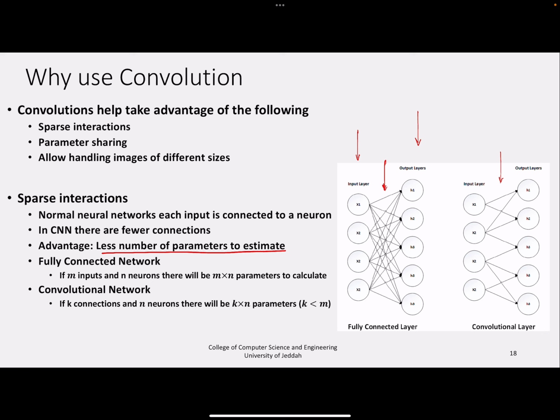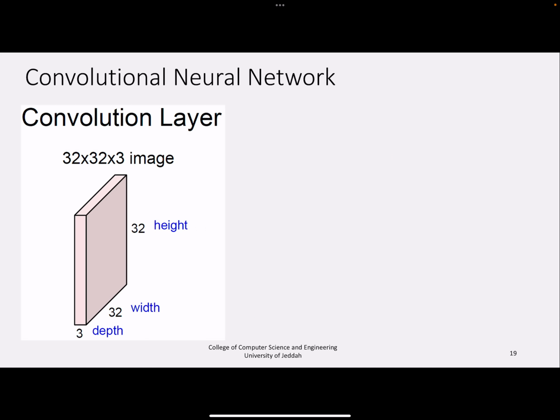So if you have, for example, m inputs in a layer with n neurons, you'd have to find m times n weight parameters. If, on the other hand, each neuron is limited to only k connections, where k is much less than the number of inputs, you'd have only k by n parameters. K, of course, is assumed to be much less than the total number of inputs to that layer.